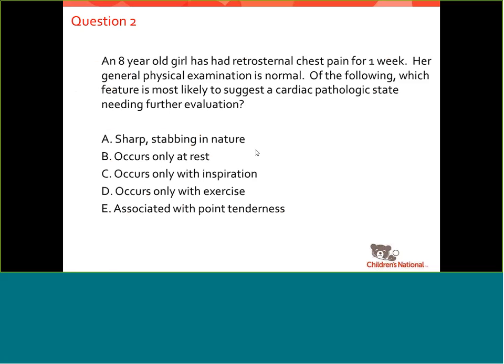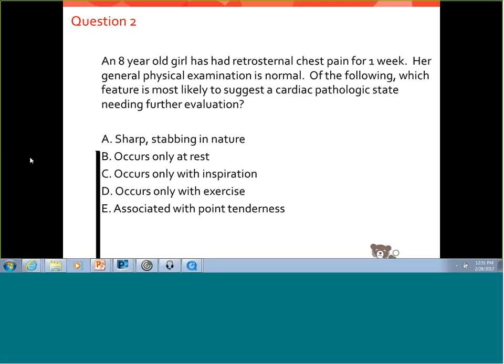Our second question is an 8-year-old girl who had retrosternal chest pain for a week. Her general examination is normal. Which of the following characteristics will make you worry about a cardiac disease? Sharp, stabbing nature of the chest pain; pain that occurs only at rest; only with inspiration; only with exercise; or associated with point tenderness. I will be worried about number D, the chest pain that occurs only with exercise. All the others can be related to musculoskeletal or pleuritic types of chest pain.